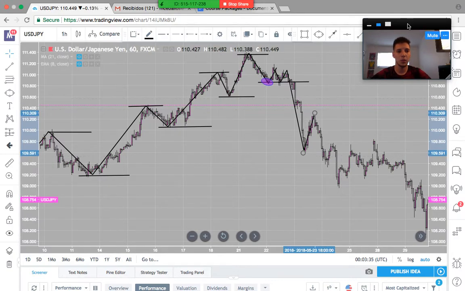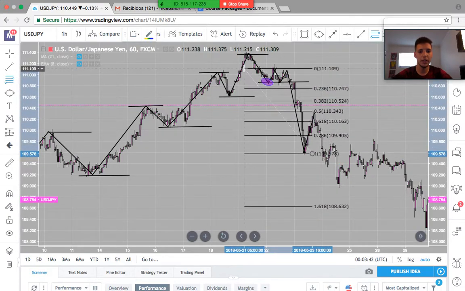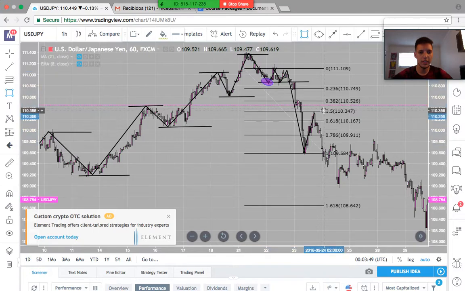Okay, so what we're going to be doing is grabbing our Fibonacci from the body of the candle to the body of the candle up here. Okay, and we can clearly see that the market came up to a 50-point Fibonacci level in this area and was rejected by that 50-point Fibonacci level.